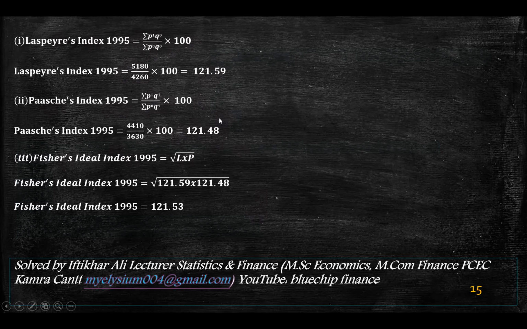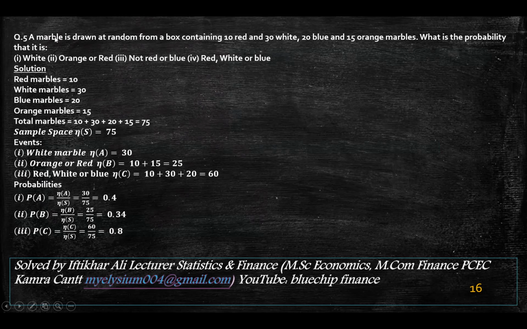Fisher ideal index is the geometric mean of the Laspeyres and Paasche's index numbers. So if you have the calculated Laspeyres and Paasche's indices, then simply multiply these two and take the square root. That will be equal to the Fisher ideal index.